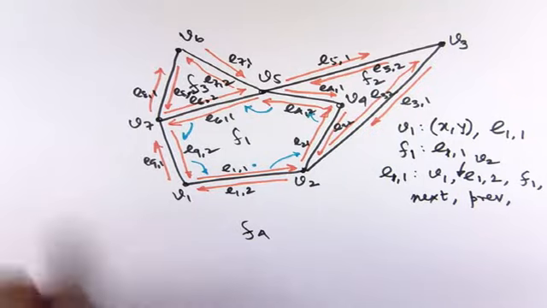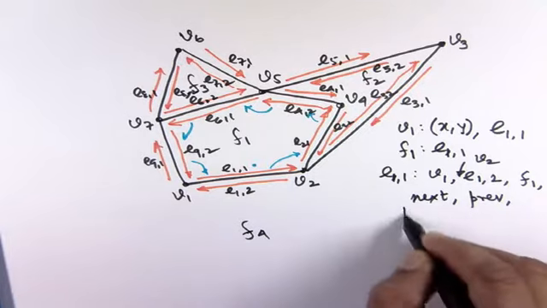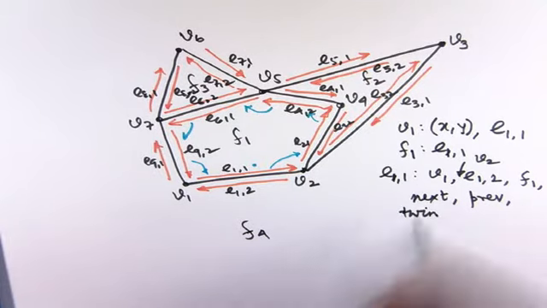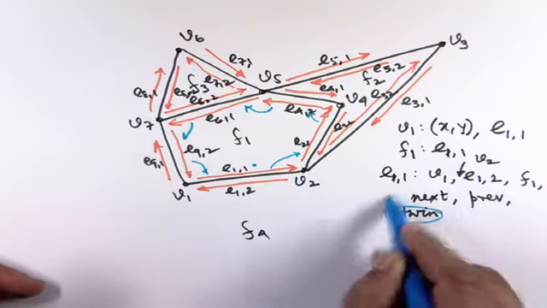I think I missed out on one key piece of information. I will also keep the twin, the edge that it pairs with. I will also keep a pointer to that twin edge. So the first part is easy. Oh, I have written it already. Okay, I'm sorry. So that basically is the twin.